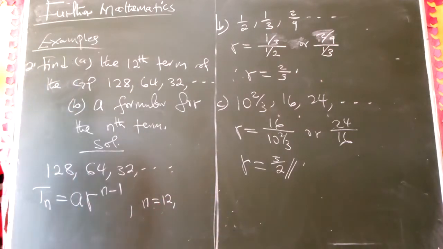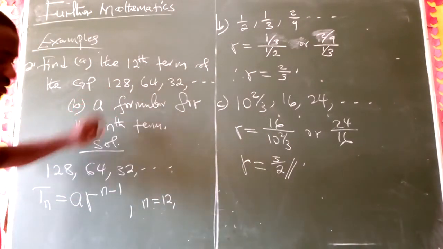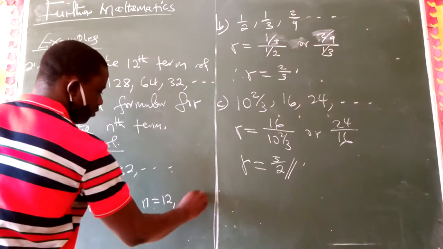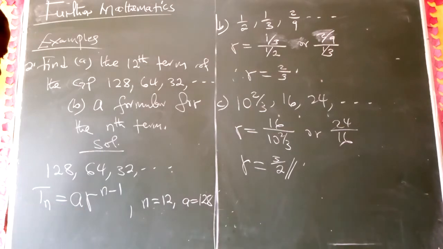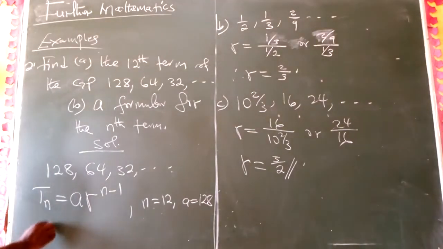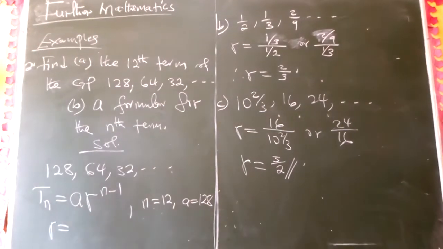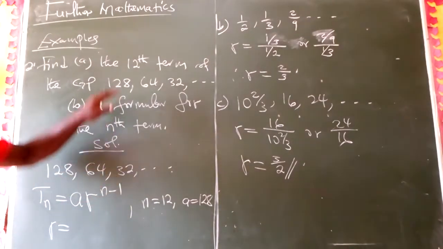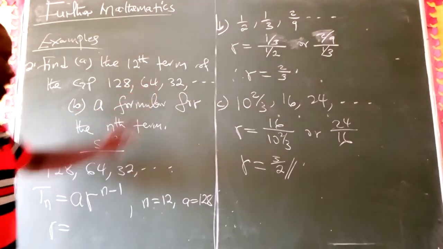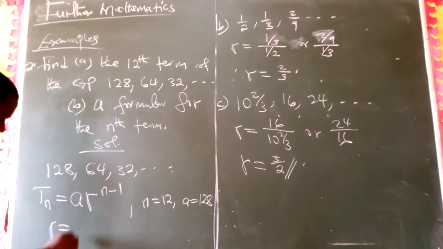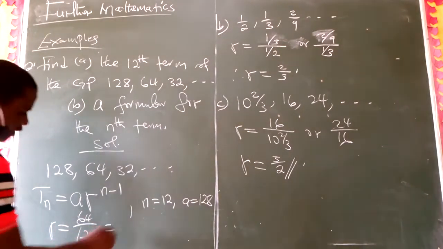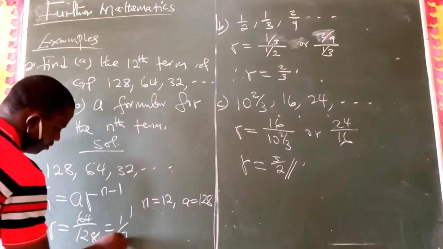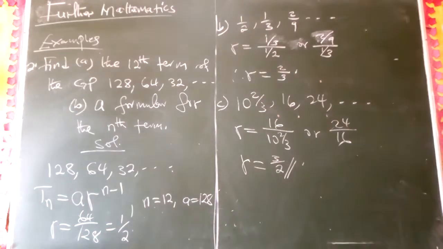The first term is always this. A is equal to 128. That's the first term. See, we're done with that. And then the common ratio. How do we find the common ratio? The common ratio is a term divided by its preceding term. So this divided by this or this divided by this. In each case, you're going to get half, right? So we're going to have 64 divided by 128 is equal to a half. See? So this is my common ratio.